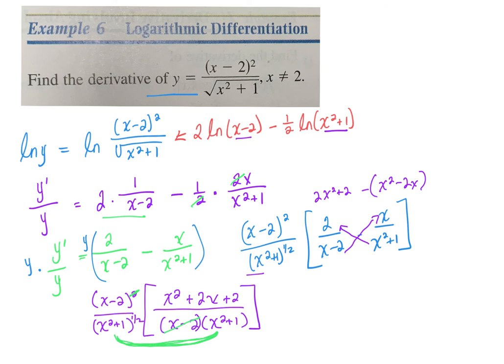What do I do with variables with the same base? x cubed times x squared is x to the 5th. We add their exponents. The exponent here is 1/2. The exponent here is 1. 1/2 plus 2/2 is 3/2. So in the numerator, I have just the x minus 2 and the x squared plus 2x plus 2. And in the denominator, I have x squared plus 1 to the 3/2.